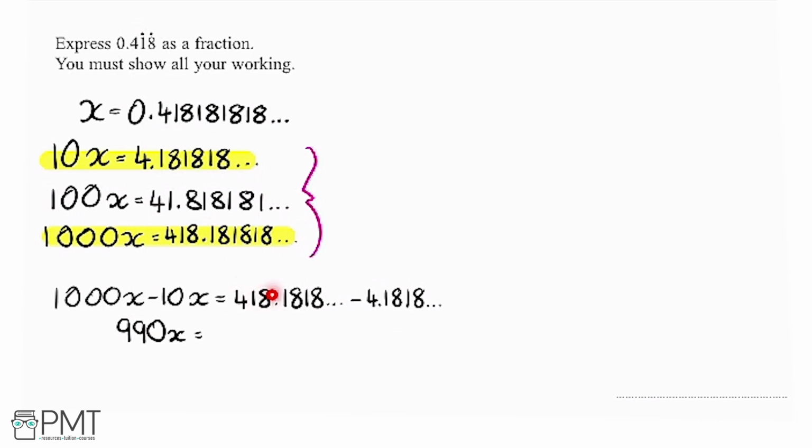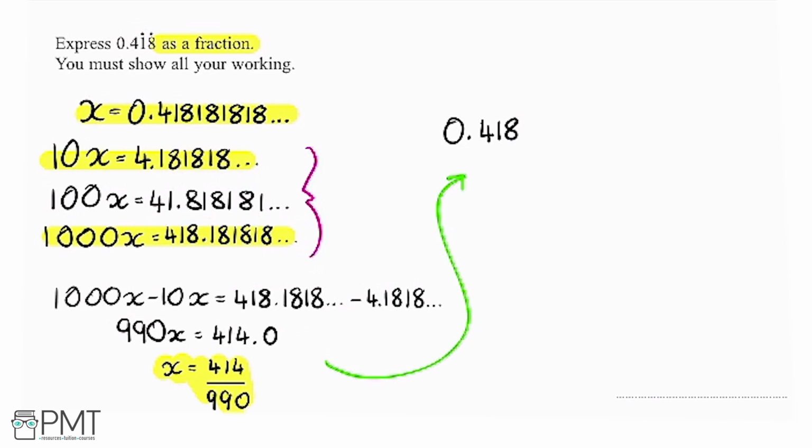And if we start with the left hand side of the decimal point, 418 minus 4 gives us 414. And as I was saying, on the right hand side of the decimal point, because we've got both the identical recurring parts, that's just going to go to 0. So now the question says we need to express it as a fraction. So what we can now do is divide both sides by 990, and we have x equals 414 divided by 990. So now we've got x defined as this fraction here. We've also got x defined as this recurring decimal up here. So if we equate both the x's, we can say that 0.418 recurring equals 414 divided by 990.